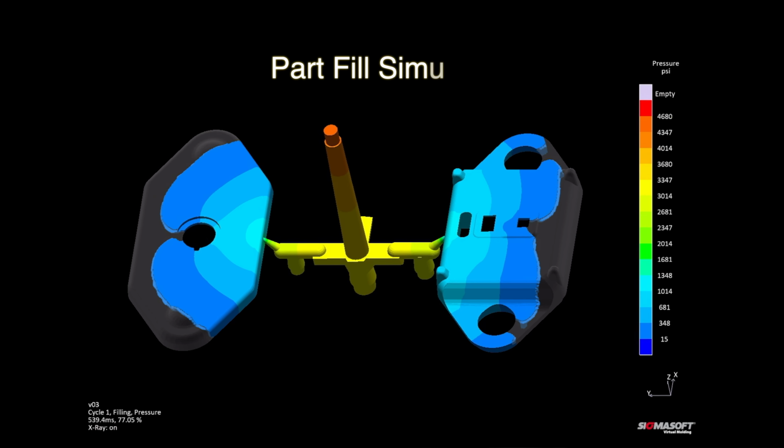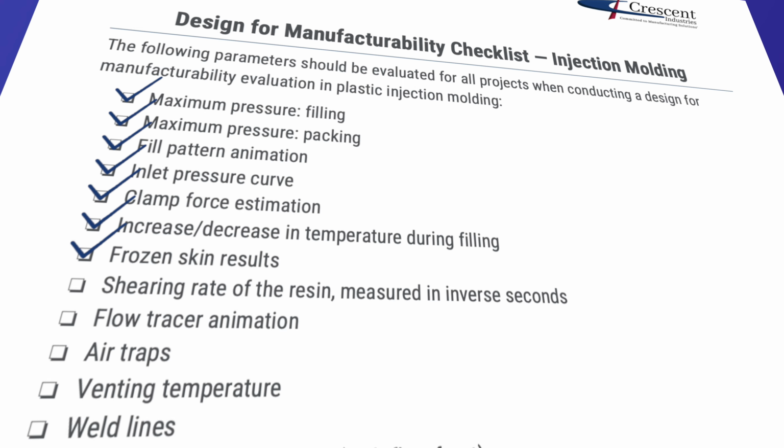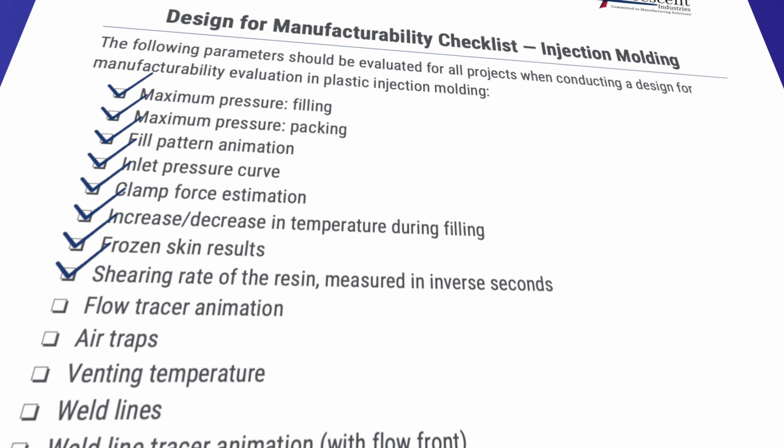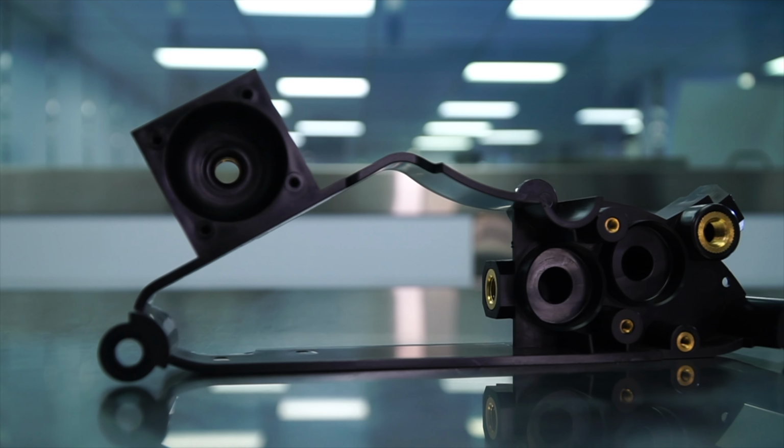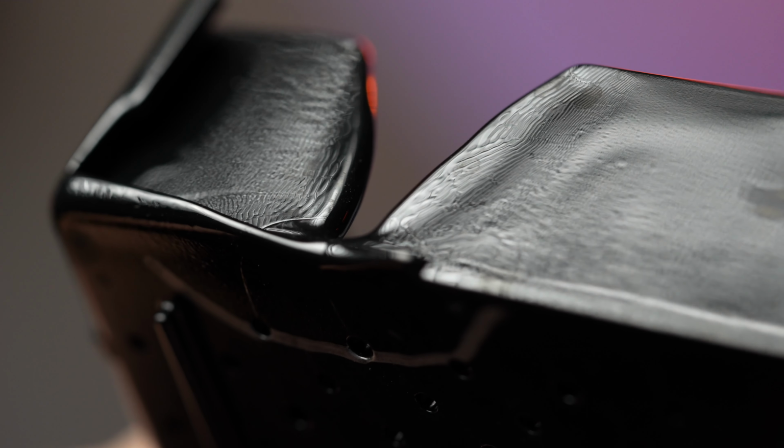As you've probably noticed and will see throughout this video, mold flow simulation is an invaluable tool throughout the entire DFM process. Next is the shear rate, measured in inverse seconds. High shear rates can lower viscosity, but also increase heat and material stress. Especially in parts that have thin walls, excessive shear can degrade the resin or create surface defects.